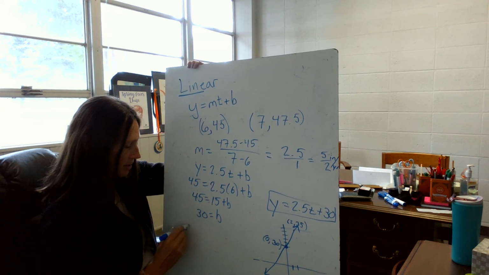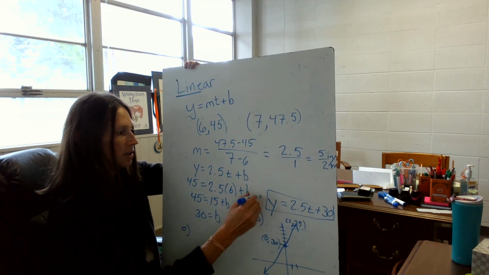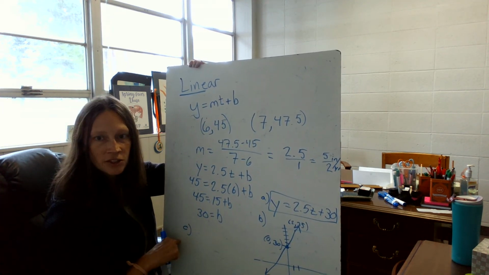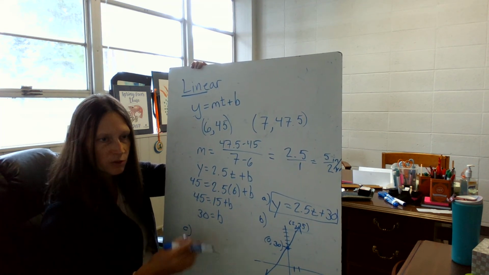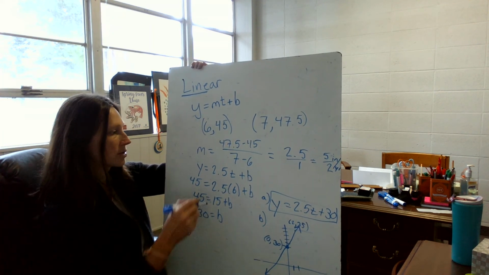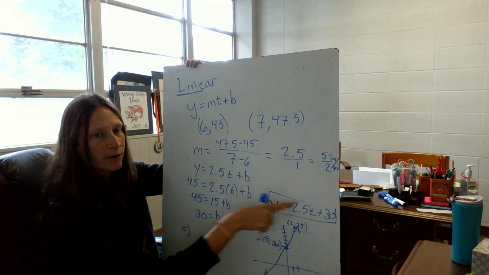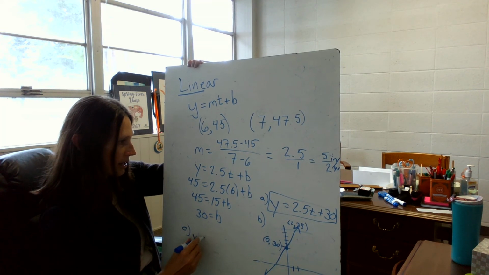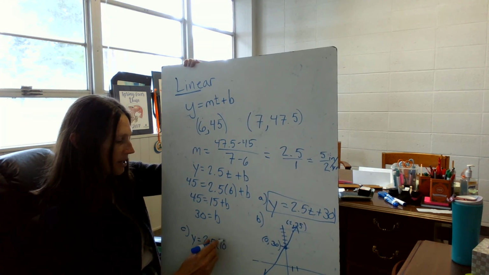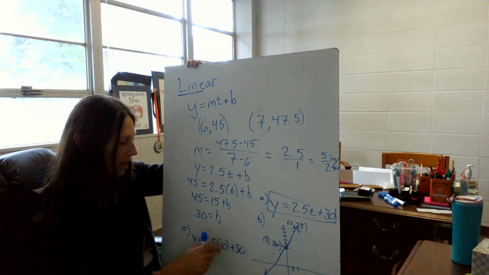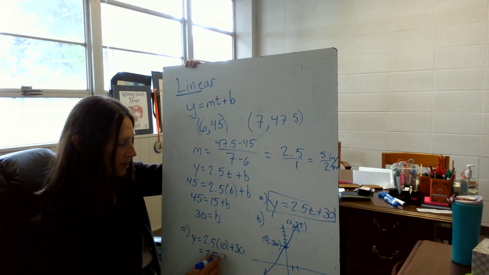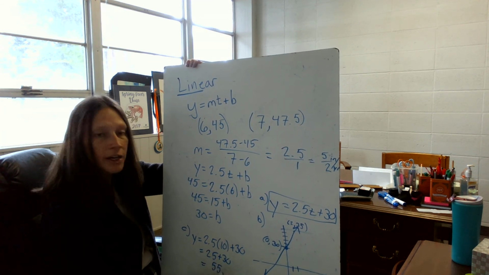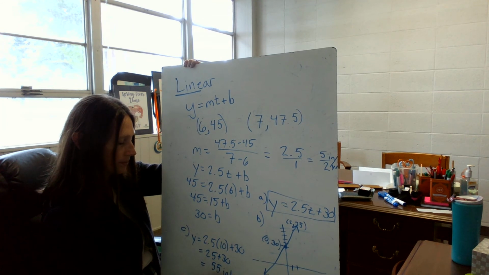Last part is this part C. So here's part B over here, here's part A right there. Part C asks you to predict the height of the child at age 10. So this is a nice way we can use functions. We can make predictions of future values. So in part A, I have my function, and it's asking, okay, when the age is 10, when the input is 10, what is the output, the height? 10 times 2.5 is 25, plus the y-intercept of 30, 55 inches tall.